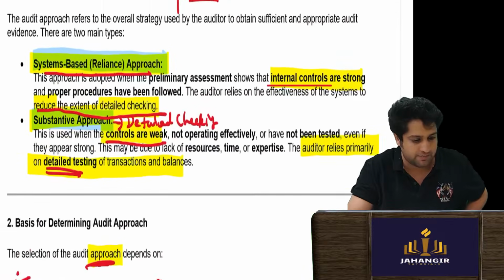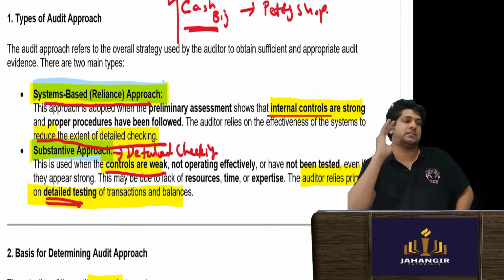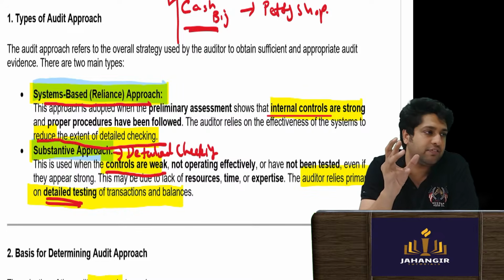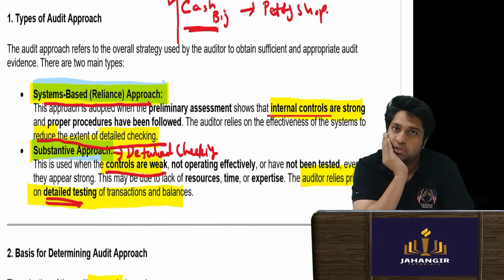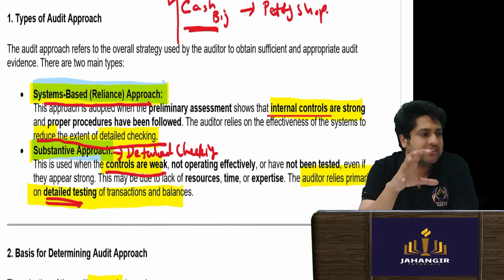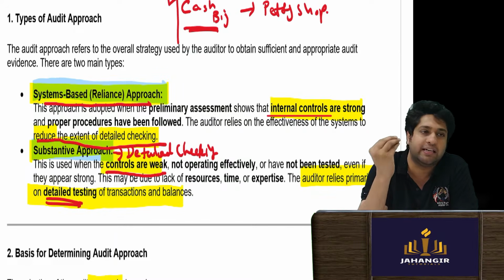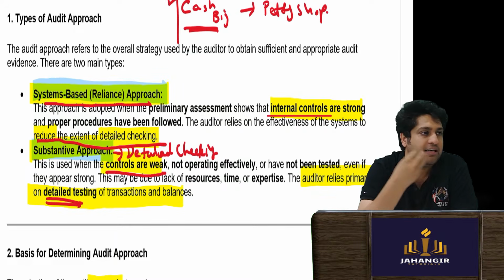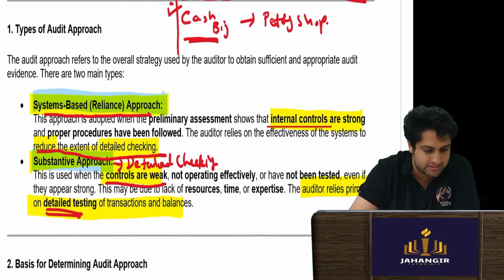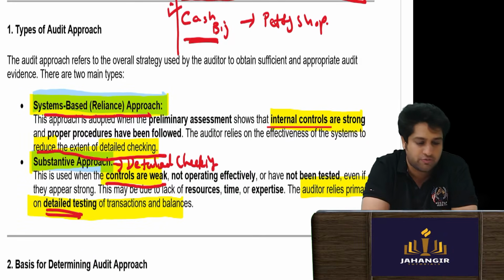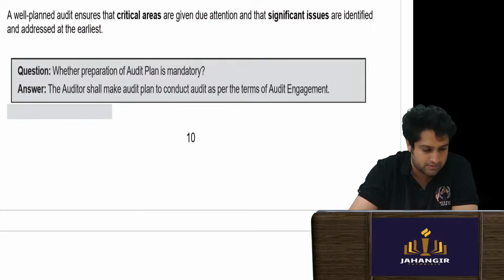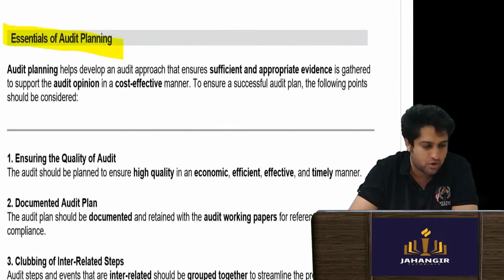Now again, one very important line, you will always see this. Substantive and system based approach. Substantive approach means a detailed checking. And system based means the internal controls, you are verifying whether it is strong or not. I'll tell you what is important from your audit planning.